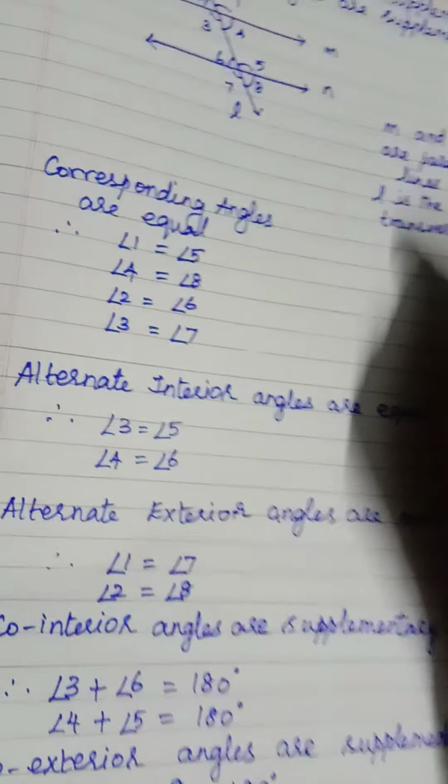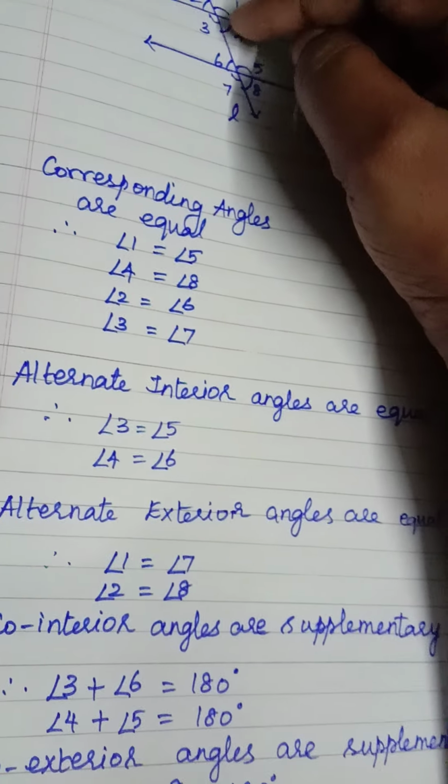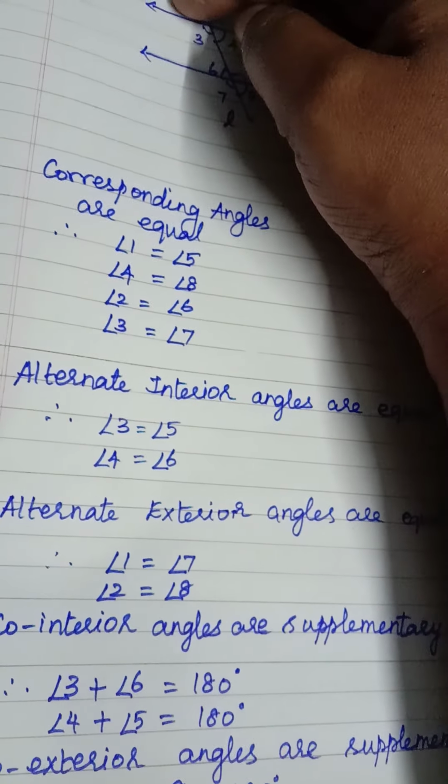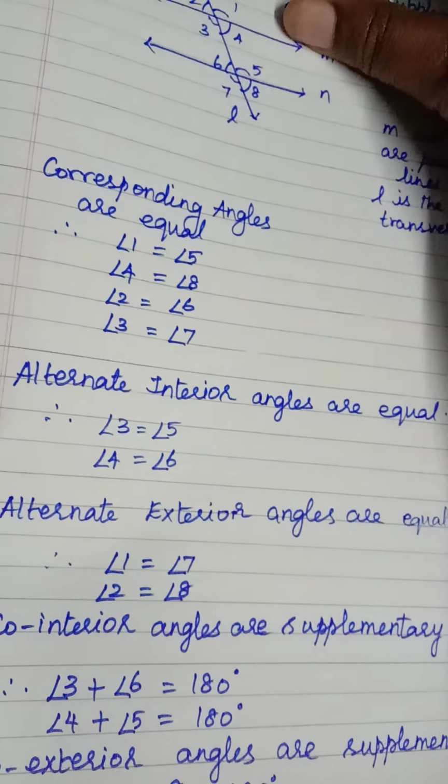Similarly, co-exterior angles are also supplementary. What are the co-exterior angles? Lying above the line. Angle 1 plus angle 8 is equal to 180 degrees. Angle 2 plus angle 7 is equal to 180 degrees.